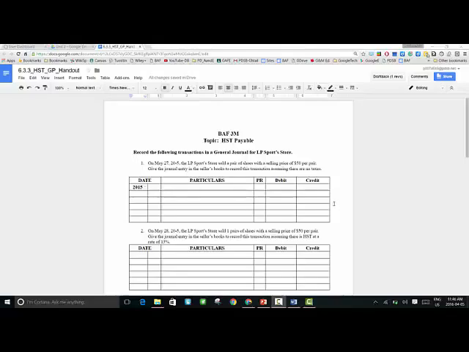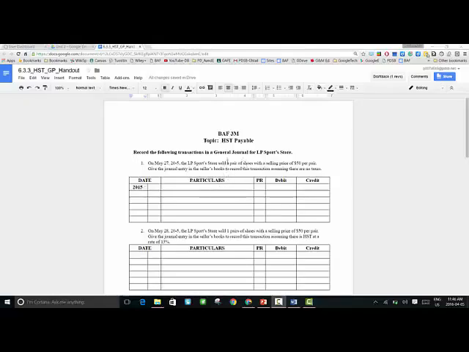We're going to do two sets of examples, one set of three for HST payable. I'm going to walk you through two examples and then ask you to complete the third. And then we're going to do the same thing for HST recoverable. I'm going to give you two examples and then ask you to do the third one. You can then submit the completed document to the appropriate Dropbox.